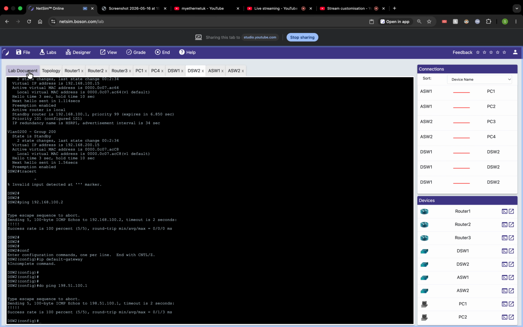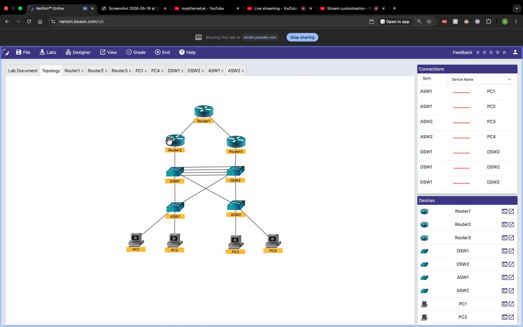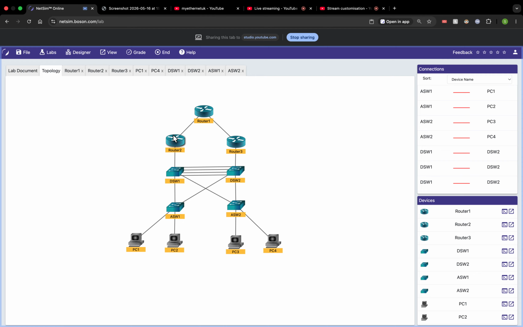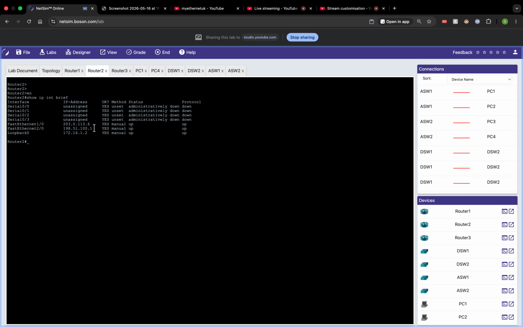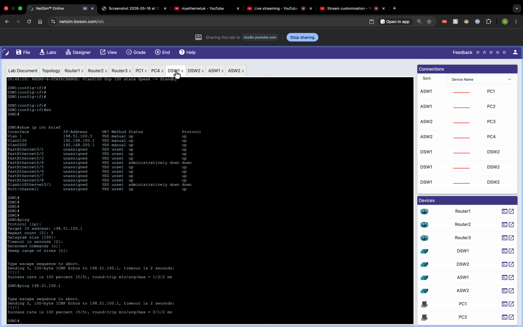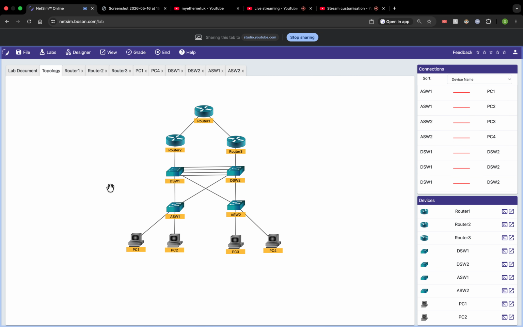So we can see all the interfaces here for DSW1. We're trying to ping router 2's FastEthernet 2/0 interface first. So ping, copy that address, 198.51.100.1, from DSW1. So let's ping it. Let's just do 5 pings.